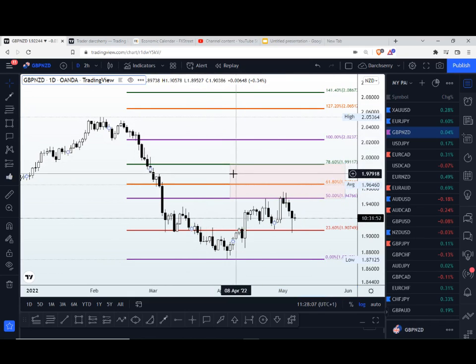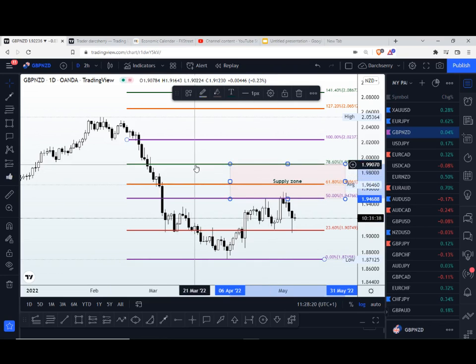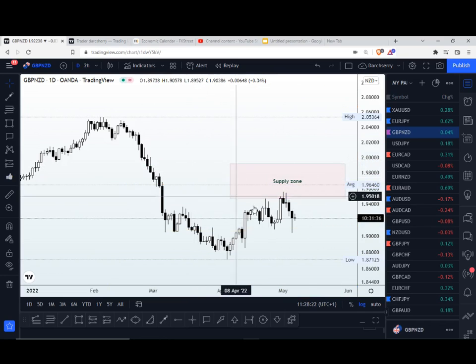Since this is a supply zone, we give it a red color. I like to label this as supply zone, and delete the retracement tool.